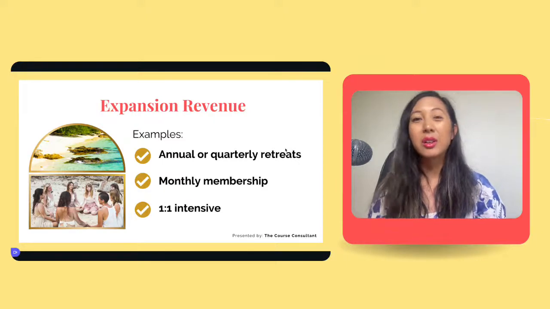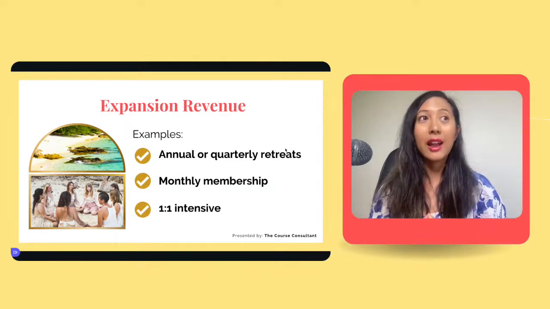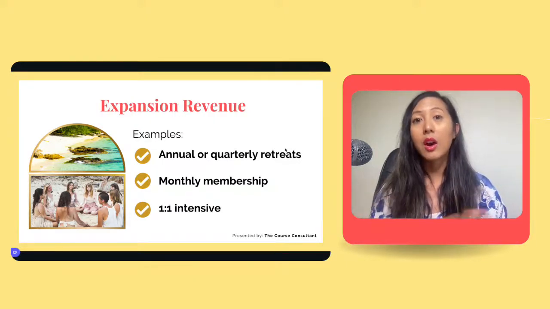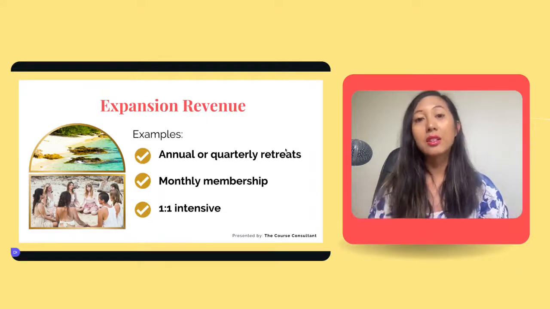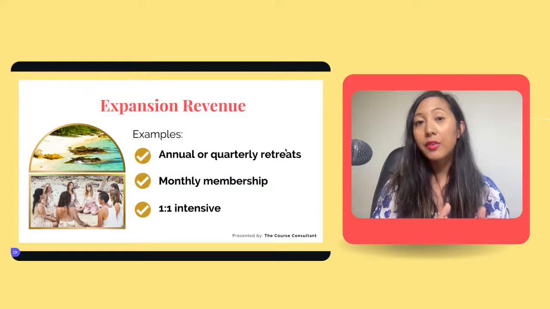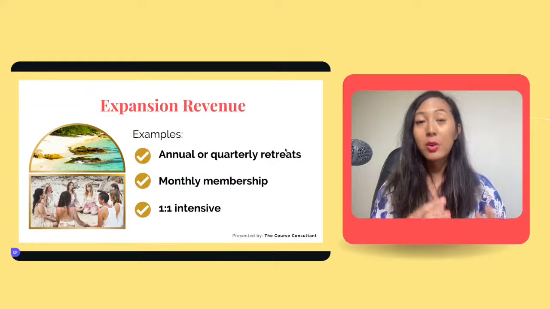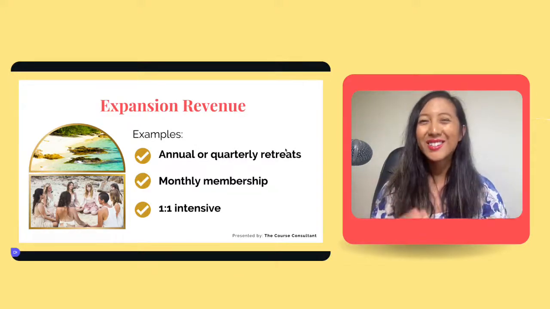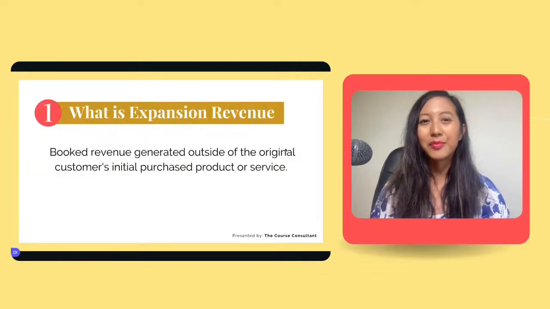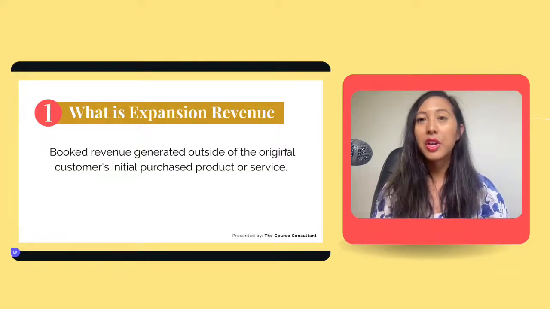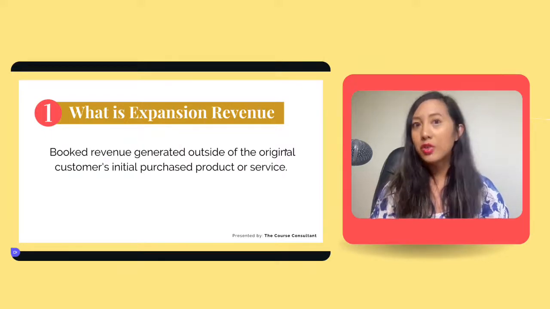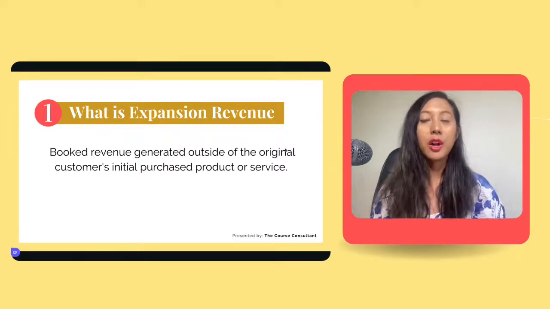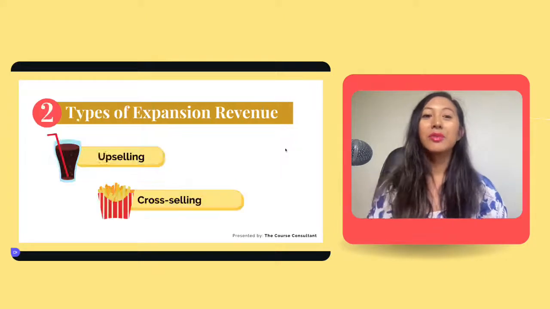Maybe it's going to look a little bit different, like a line of clothing or a line of merchandise or a book. Those are considered expansion revenues. So, based off of the original product or program, we're offering additional options to work with us. What is expansion revenue? It's booked revenue generated outside of the original customer's initial purchase of a product or service, right?